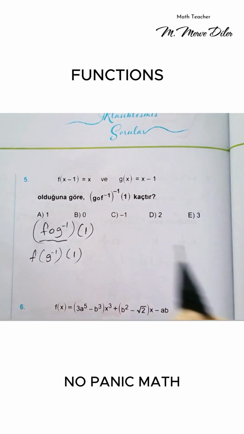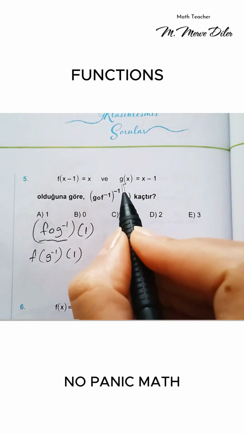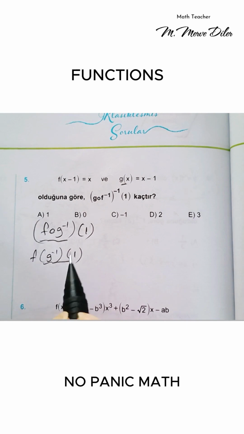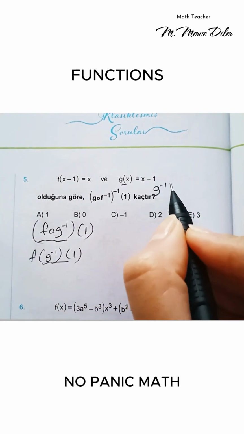Basically, it wants the result of the expression here. Let's get started now. Which function are we going to use? We're going to use the g function, guys. Now, it wants us to take the inverse of g. Let's write g inverse and see.